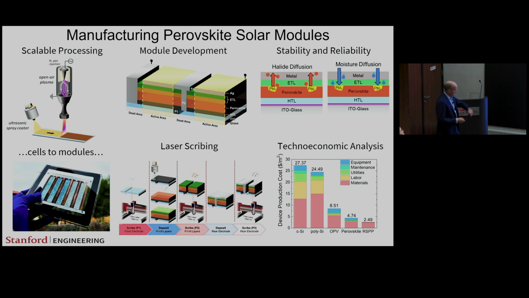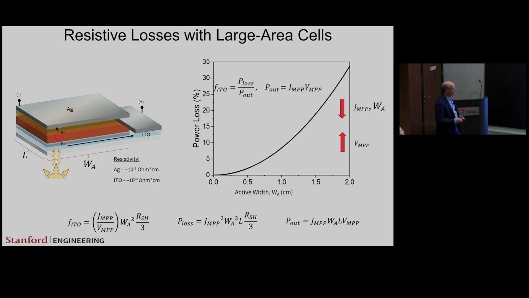Okay, other aspects that we've been working on in the overall manufacturing of these cells has been the laser scribing in order to make serially interconnected cells. I'll maybe just briefly mention this. You can't just keep scaling the width of cells. I mean, ideally, you'd love to do that, right? If you just make them as wide as possible, that would be great.